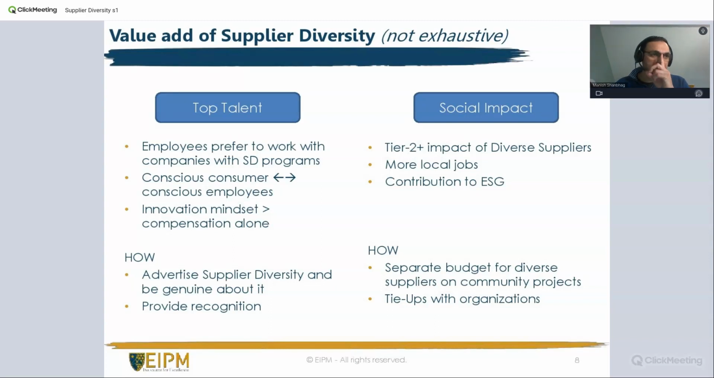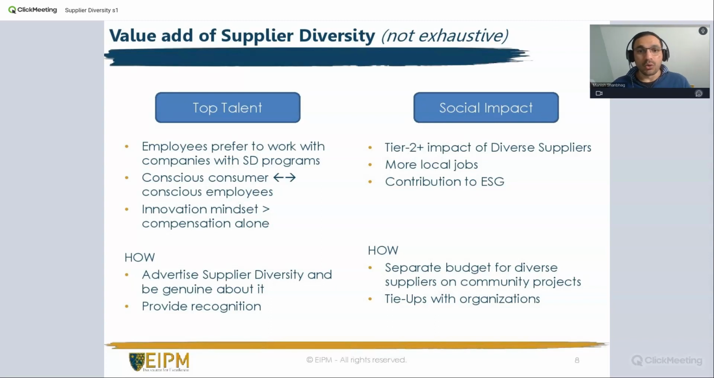While you might encourage the employees with compensation, it is not compensation alone that is going to help you retain top talent. There are employees who are looking at more of an innovation mindset, looking at all these different programs that you have within the organization. That is going to attract this top talent.